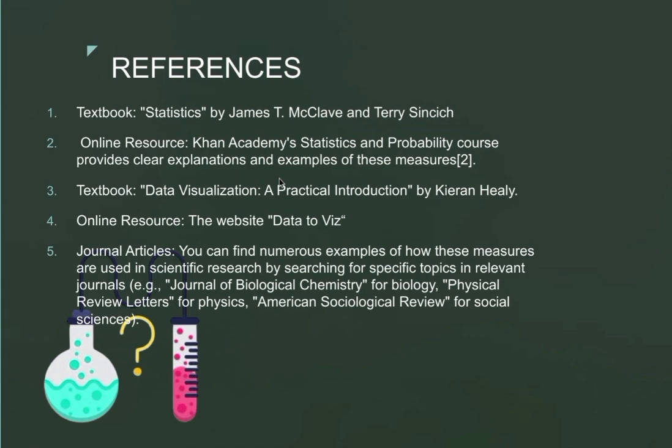Fifth, journal articles. You can find numerous examples of how these measures are used in scientific research by searching for specific topics in relevant journals. Example: Journal of Biological Chemistry for Biology, Physical Review Letters for Physics, American Sociological Review for Social Science.